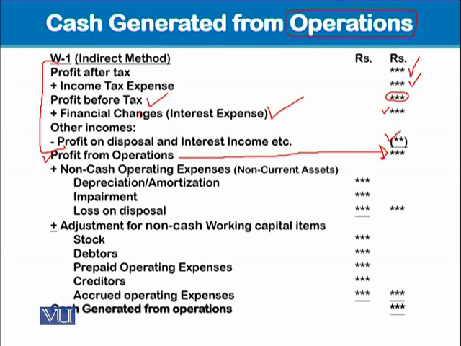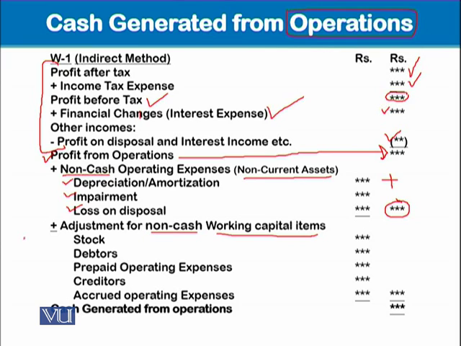Remember, in our income statement there are few non-cash items which are belonging to the non-current assets, and there are few non-cash items which are belonging to the current assets and current liabilities, which are working capital items. So take care of this thing. First of all, what we will do, add back depreciation, impairment, and loss on disposal. Once we are done with this, this figure we have to add in profit from operations.